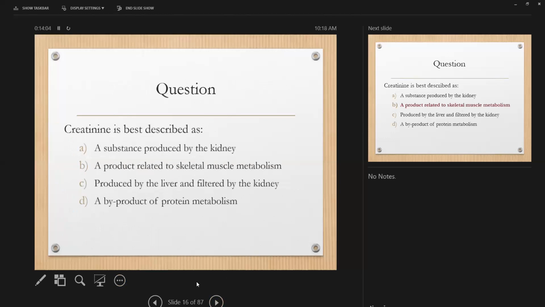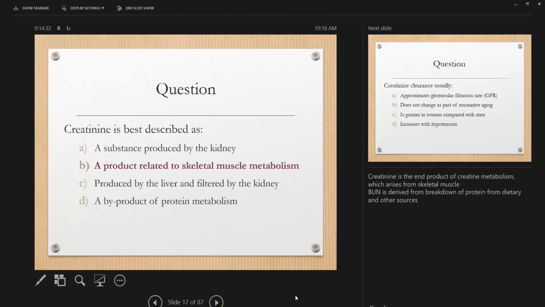Okay, here's a question. Creatinine is best described as a substance produced by the kidney, a product related to skeletal muscle metabolism, produced by the liver and filtered by the kidney, or a byproduct of protein metabolism. Which one do you think it is? B. I think it's B also. Yeah. You are correct. You guys are awesome. It is skeletal muscle metabolism.